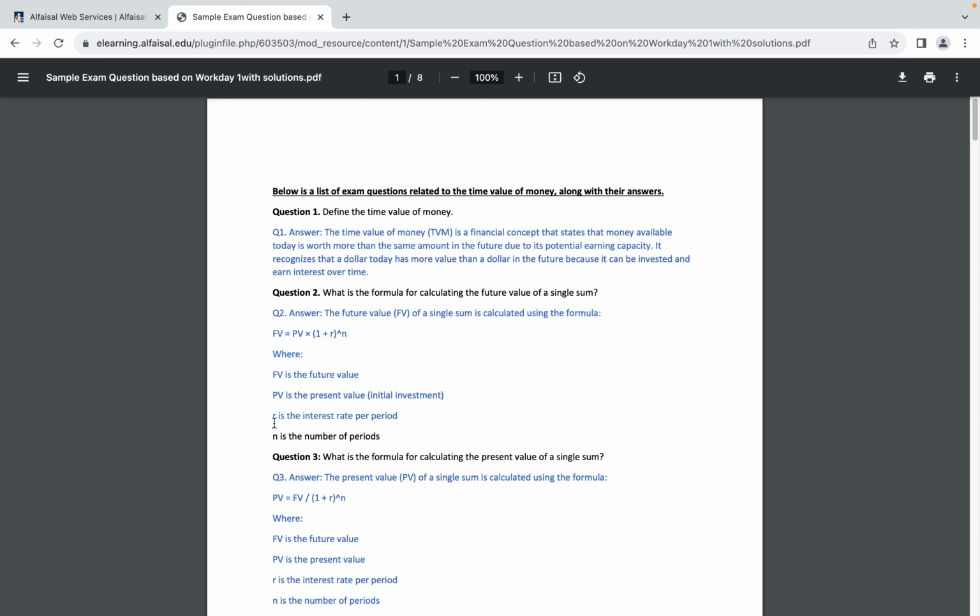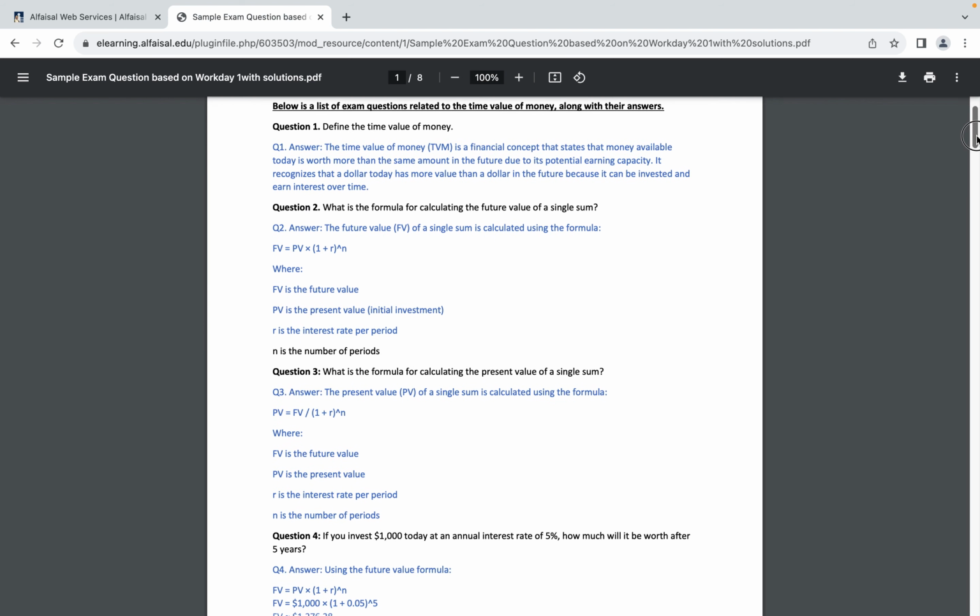Okay, so the rate of return is usually the interest rate we assign. So let's say you put your money in a bank and the bank is paying you 5% per annum and you leave it there for 5 years and it's compounded annually. Then R would be 5% and N would also be 5. So that's our formula for that.